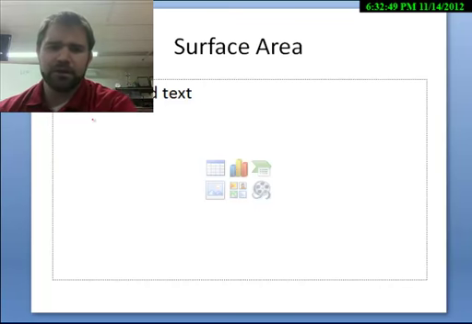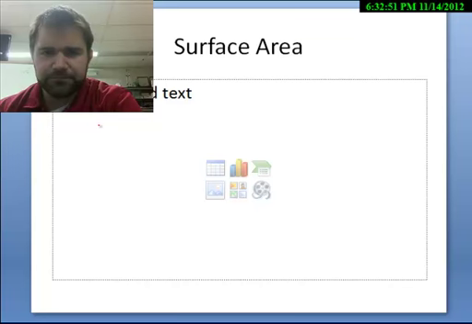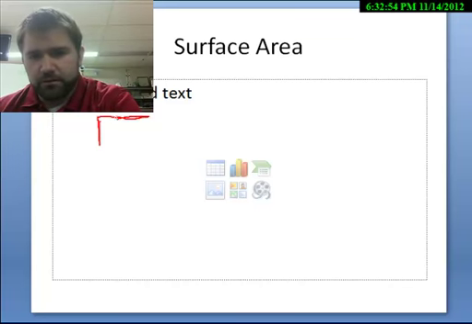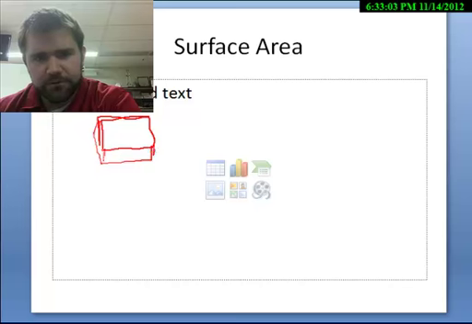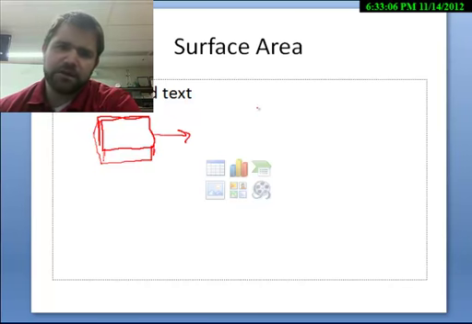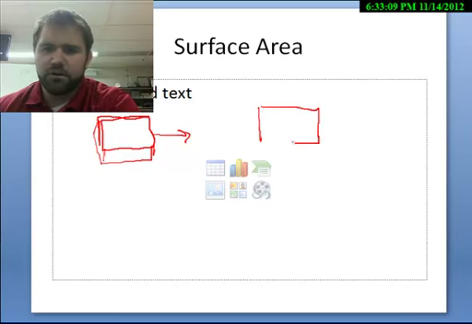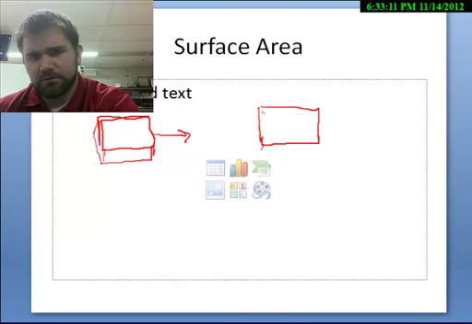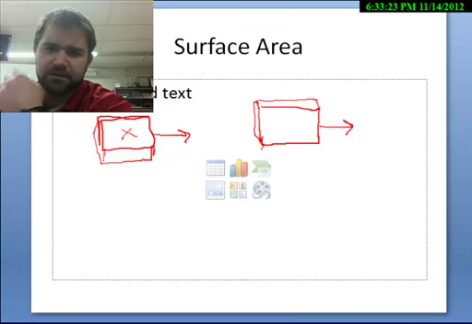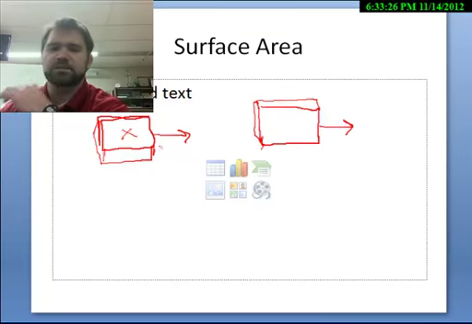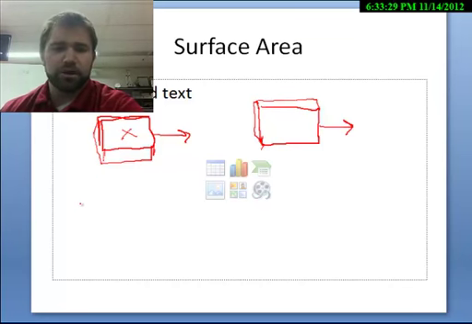Okay, what about surface area? It's natural to think that more surface area would equal more friction. For example, let's say we had a block and we could place that block like that and drag it across the surface, or we could place it on end, like this, and pull it across the surface. A lot of us tend to think that this block, because it has more surface area in contact with the ground, would have more frictional force.